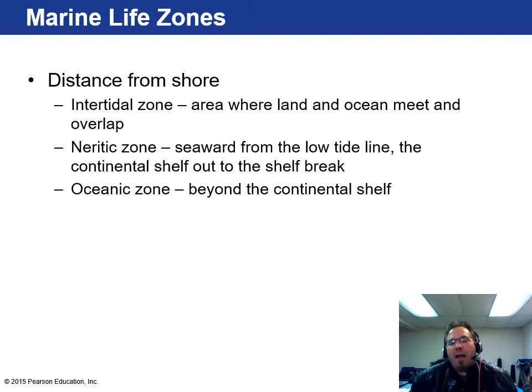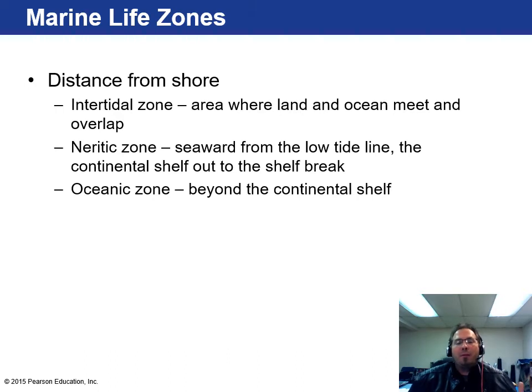Now, another factor that plays a role is the distance from shore. So you have what's called the intertidal zone, which is what's affected by the tides, where the waves crash on the beach, and where the land and the ocean overlap, so to speak. Depending on how big the tides are, that could be anywhere from a half a mile to a mile offshore, depending on where they are.